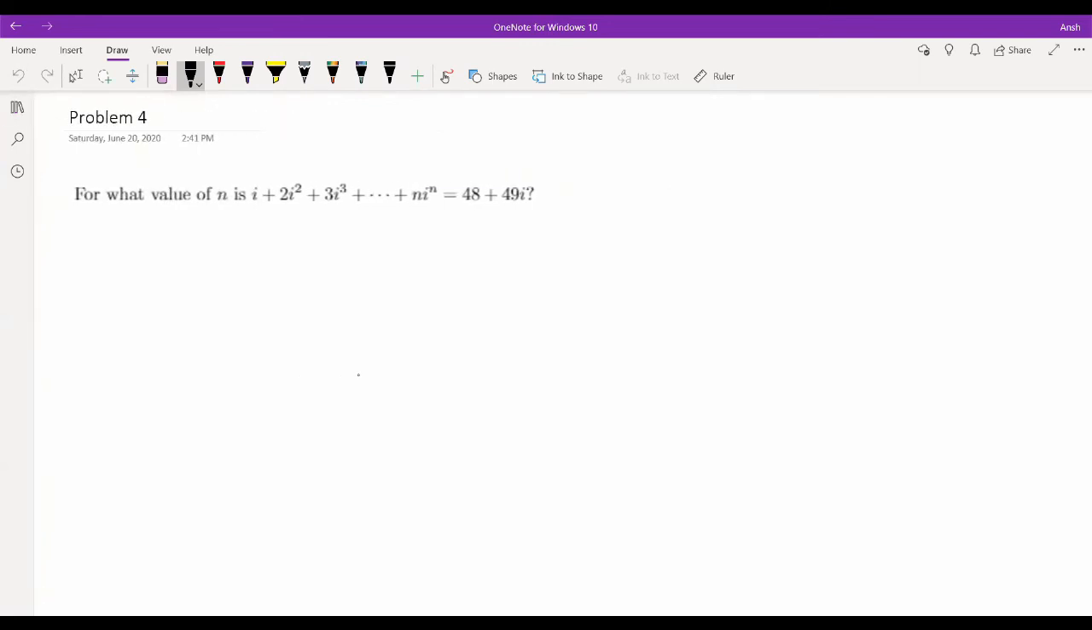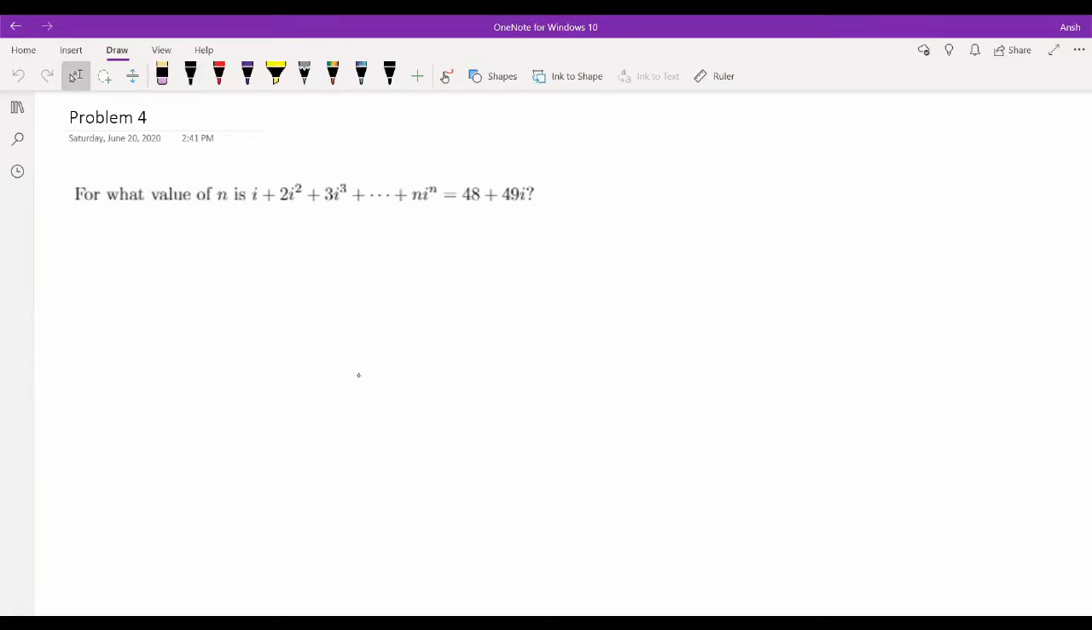All right, now onto our next problem. So this is actually making use of some of our series knowledge from the first lecture. We want to find for what value of n is i plus 2i squared plus 3i cubed all the way up to n times i to the n equal to 48 plus 49i. So once again, we want to look at the imaginary and real parts separately.